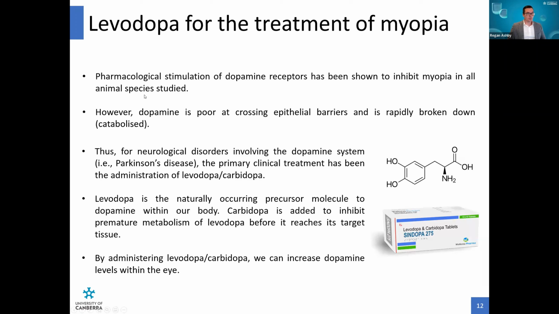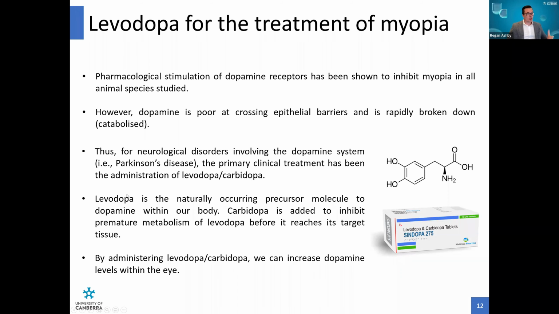So as I've noted here in the first point, pharmacological stimulation of the dopamine receptors has already been shown across all animal species studied to be able to inhibit experimental myopia. And that's usually through intravitreal injection of the dopamine agent. However, dopamine, as I've noted here, is poor at crossing epithelial barriers, and importantly, it is usually rapidly broken down, catabolized within the target tissue. Therefore, most times that dopamine is used to try and treat a neurological disorder, such as Parkinson's disease, the primary clinical treatment is actually to administer levodopa, and usually levodopa in combination with carbidopa.